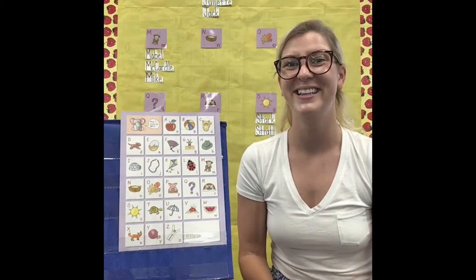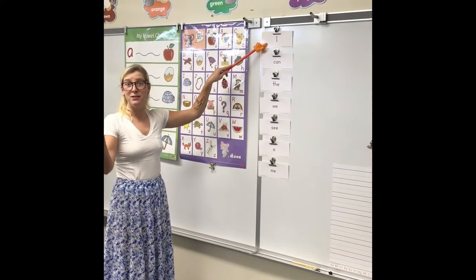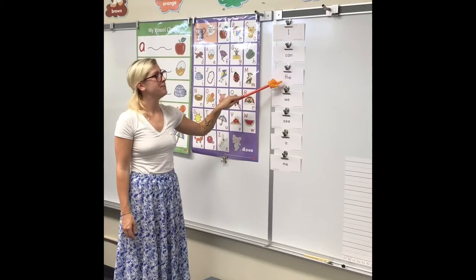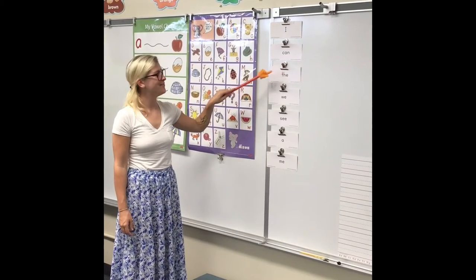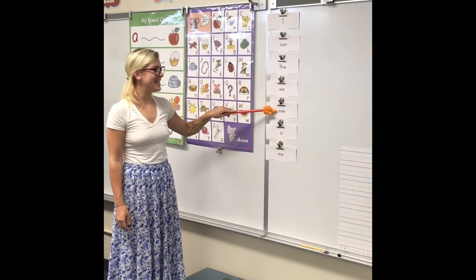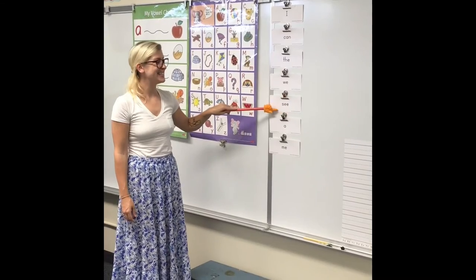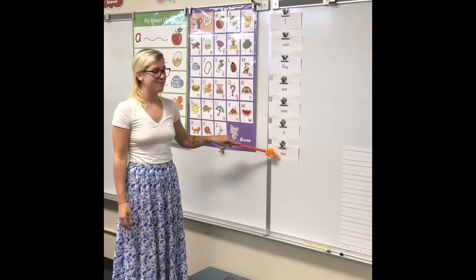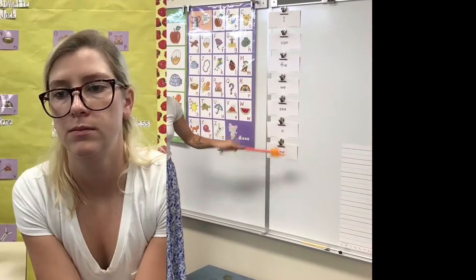Before we study new words, I think it's important that we go over our old word friends. So let's head over to our word wall. This is our word I. It's spelled I. That's the word I. Can. C-A-N, can. The. T-H-E, the. We. W-E, we. C. S-E-E, C. A. It's just spelled with an A. Me. M-E, me.